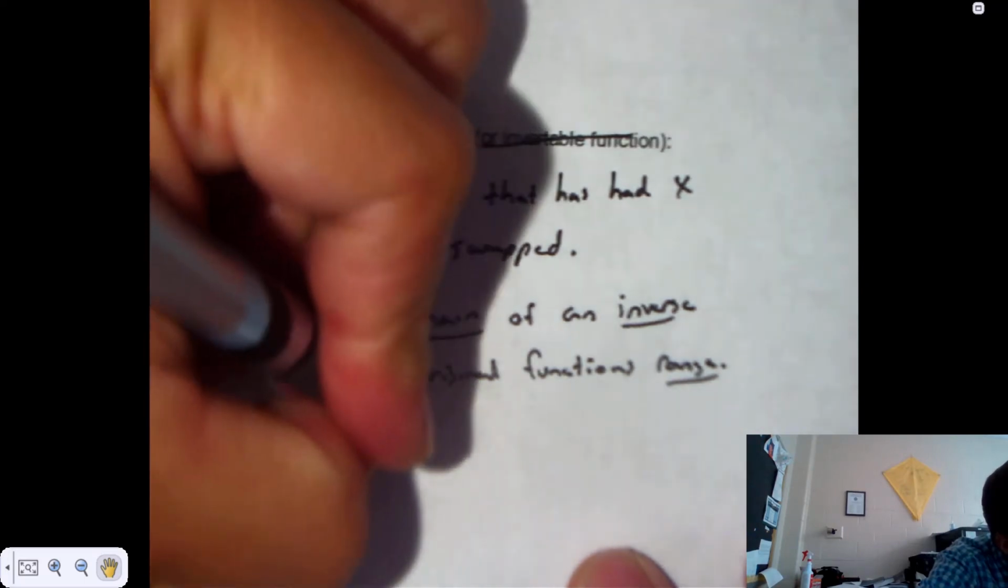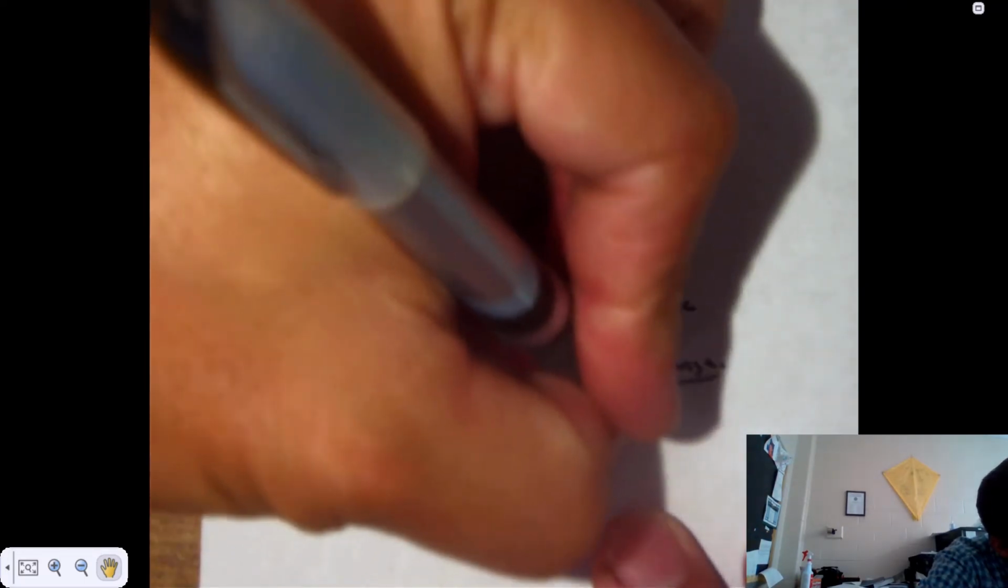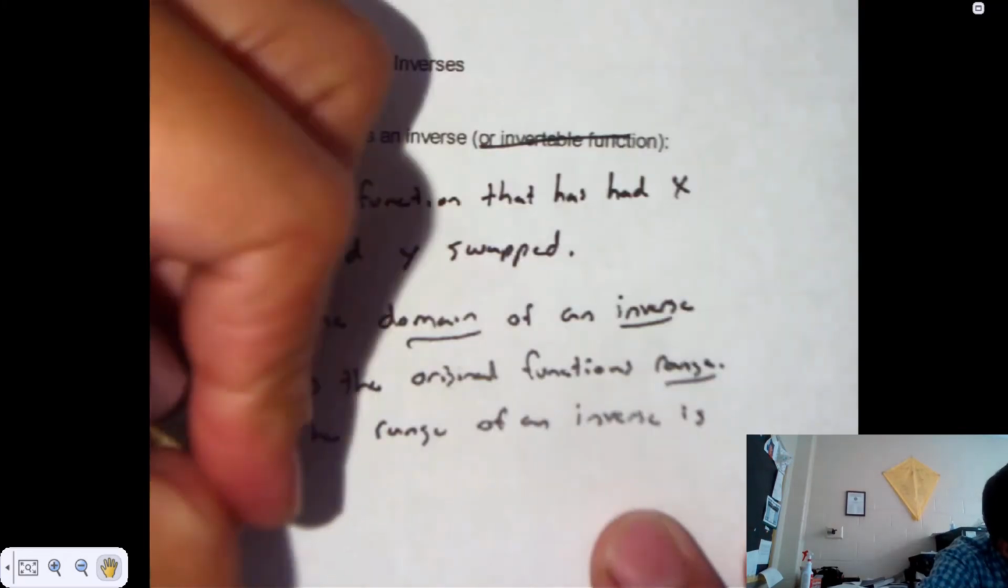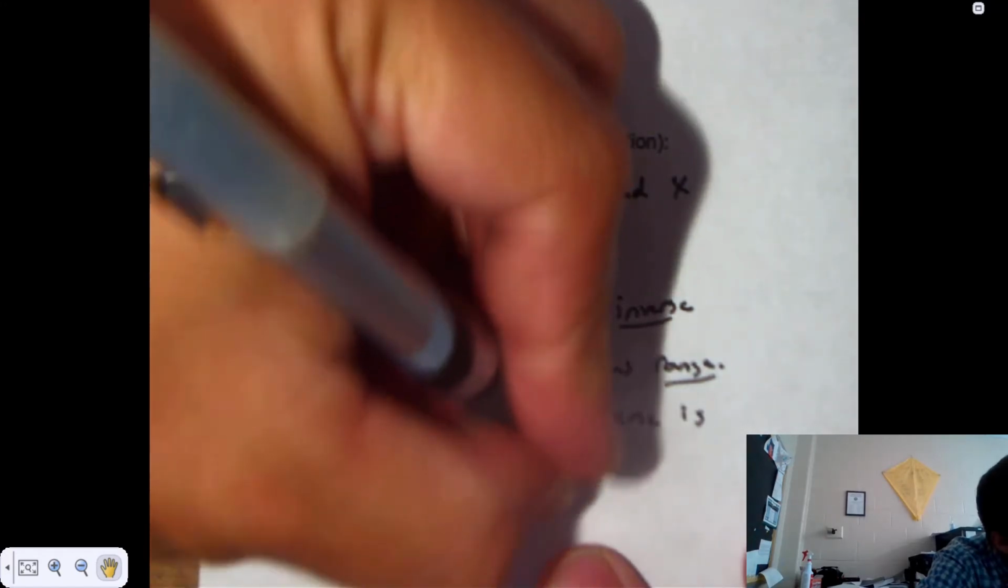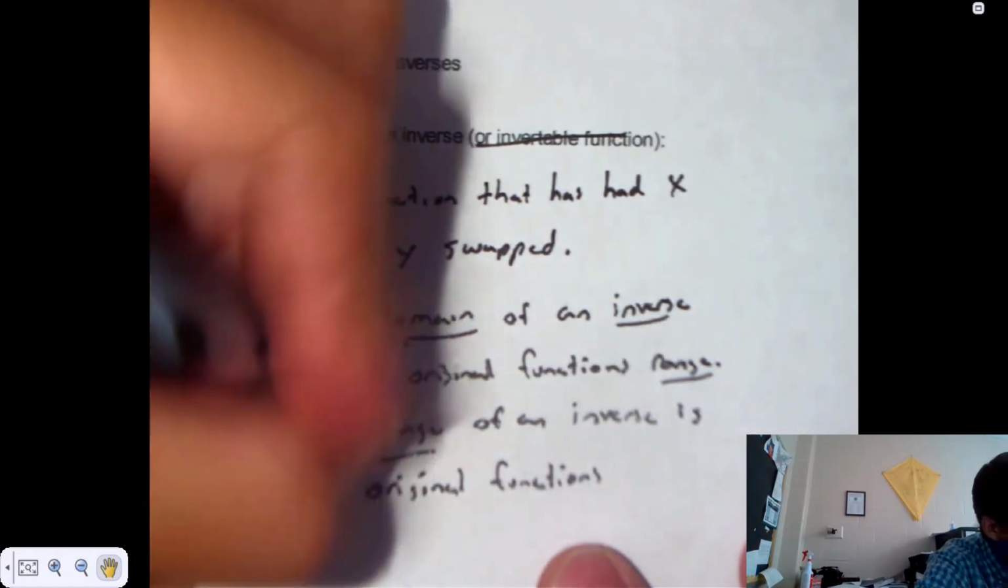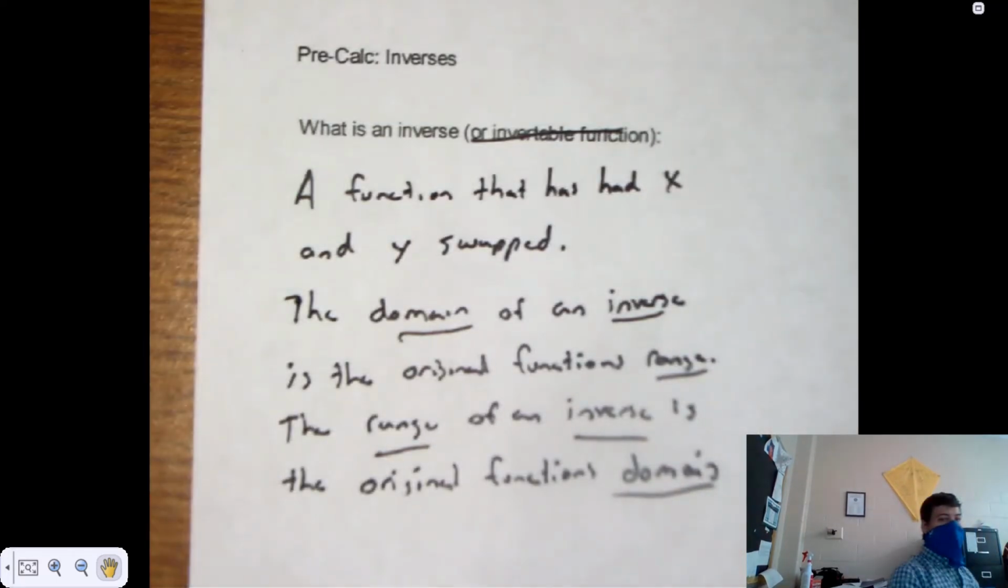The range of an inverse is the original function's what? Domain. Because x's and y's do what? They swap. And range and domain are kind of concepts of x's and y's.